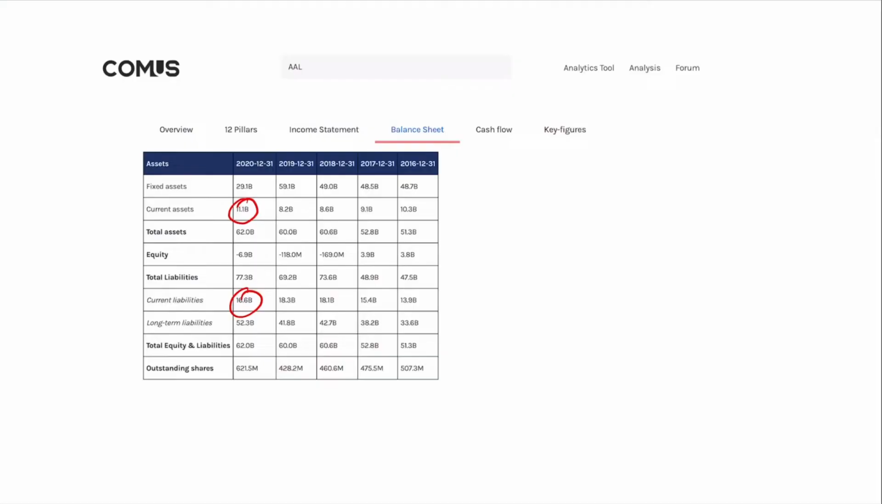If the company were to convert their current assets to cash and try to pay off the current liabilities, they would still be in debt, which is negative. I want to see a company that is at least able to pay off their current liabilities.